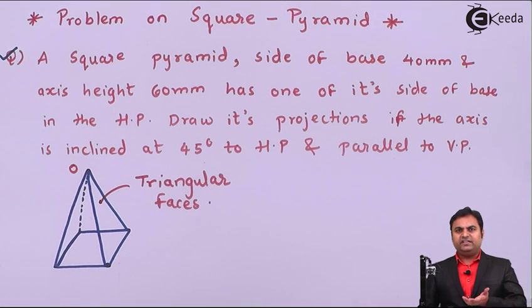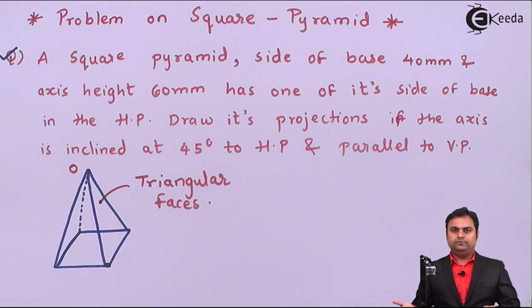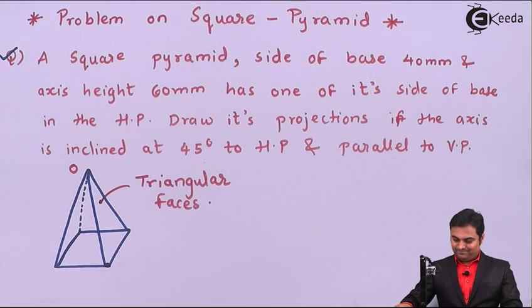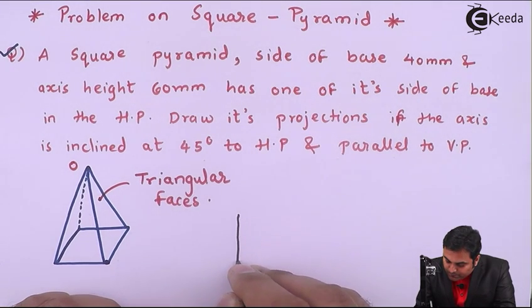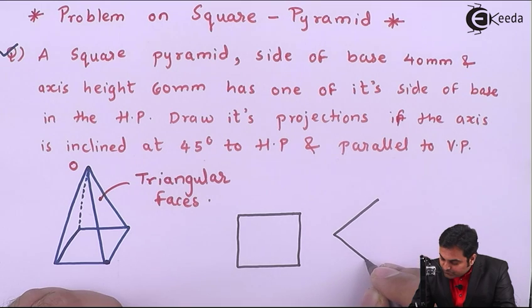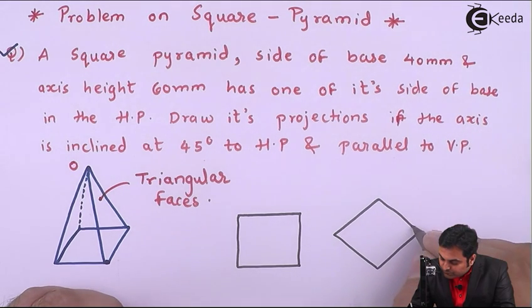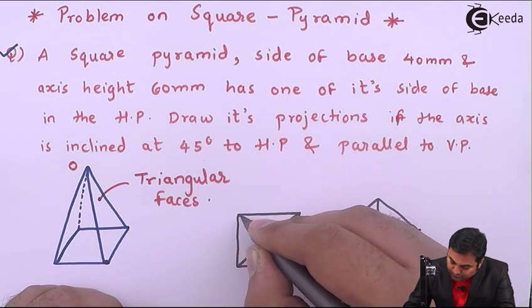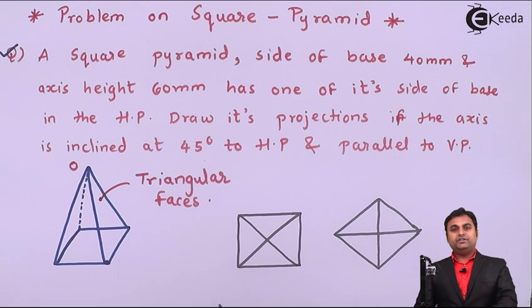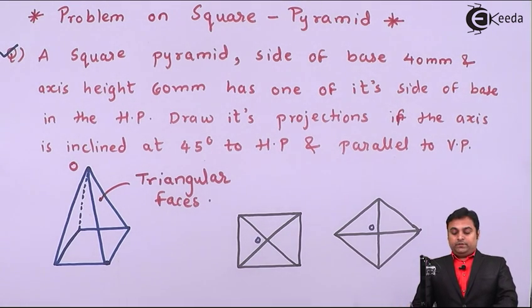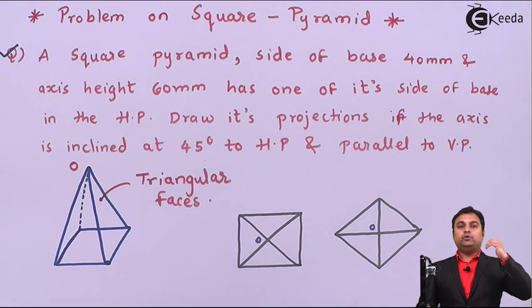It means the pyramid is resting in HP. If it is resting in HP, it means it is resting on a ground. So when it is resting on a ground, from the top, the pyramid will appear like a square, and for that I am going to draw two conditions. Now, these are the two conditions for the square pyramid. It means here is point O, which is the vertex, and these are the four triangular faces as they would be looking from the top.